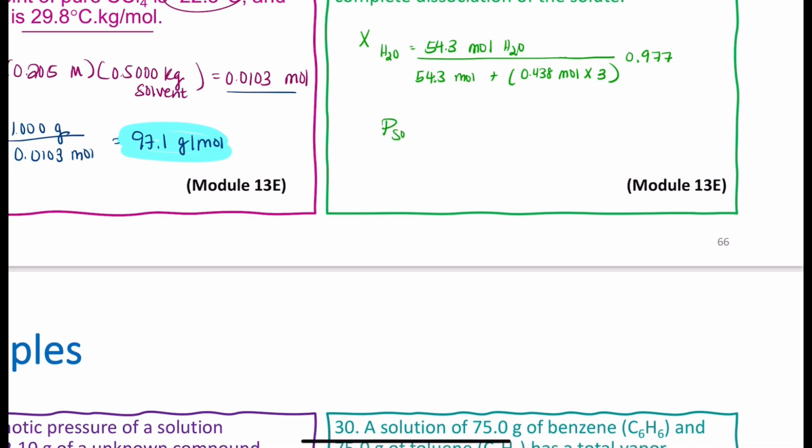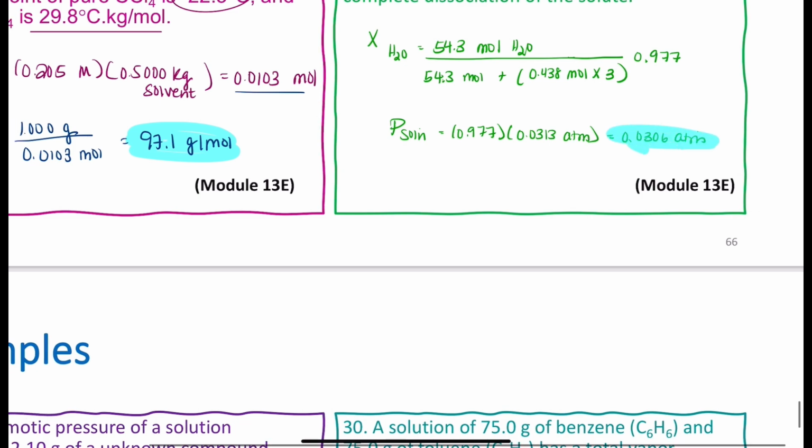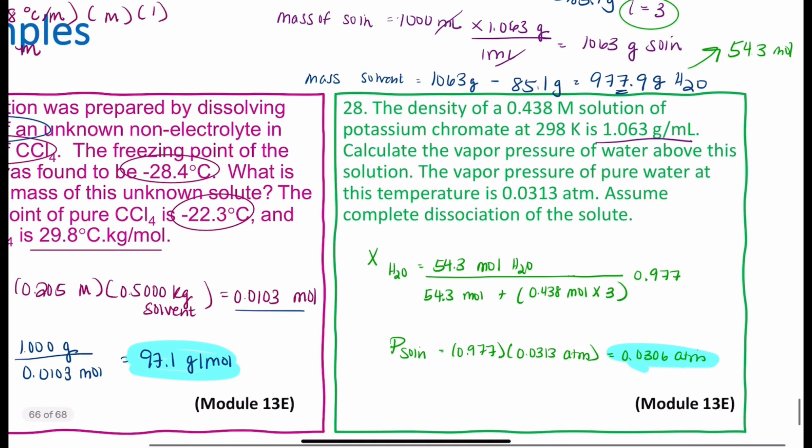So the pressure of my solution is 0.977 times 0.0313. Overall, my answer, 0.0306 atmospheres. I don't truly care what unit you put it in. I left it in atmospheres because it was in atmospheres to start.